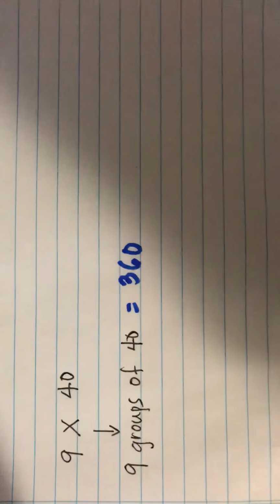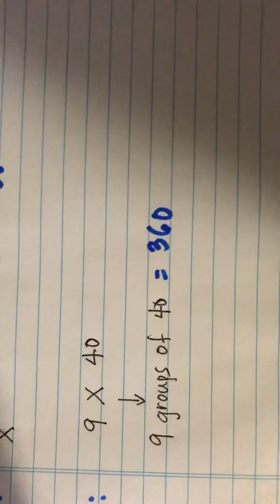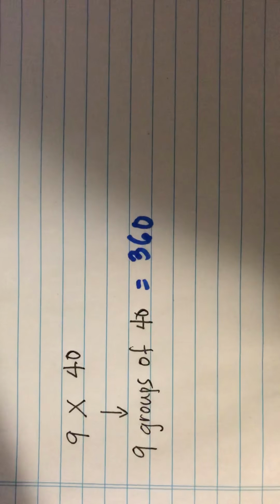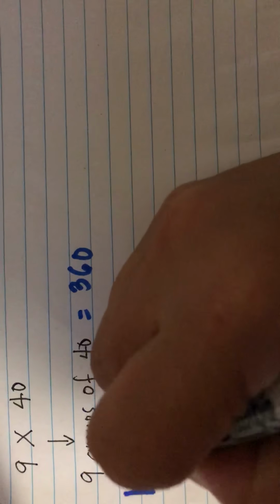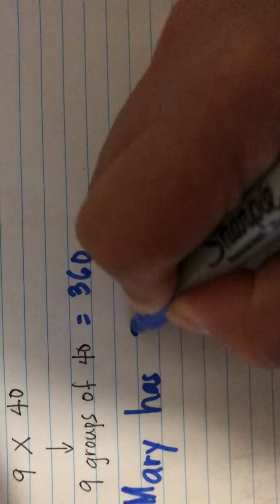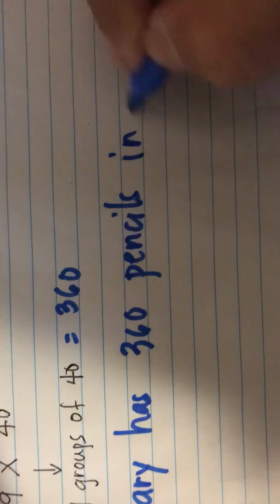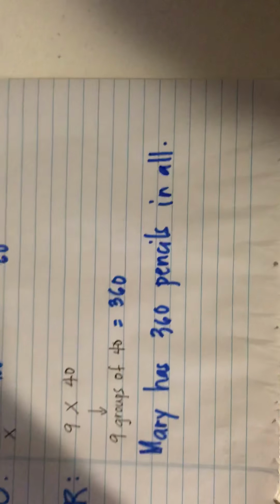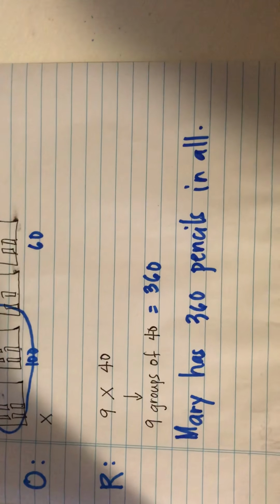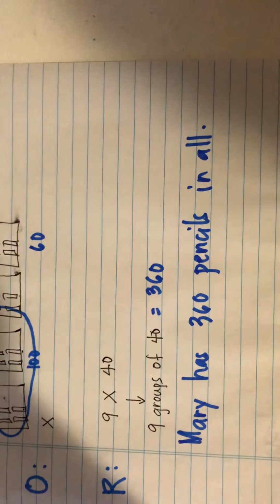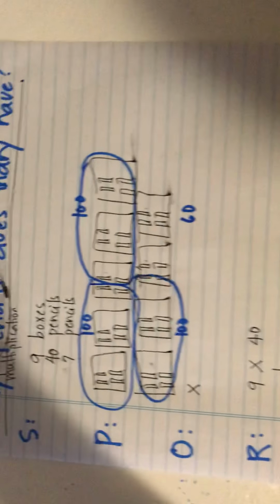Right? Then I'm going to write my answer in a complete statement or complete sentence. So my statement would be Mary has 360 pencils in all. Does that make sense, boys and girls? There you go. It's very easy.